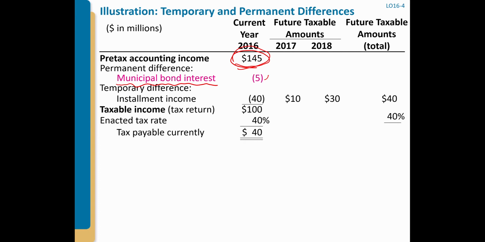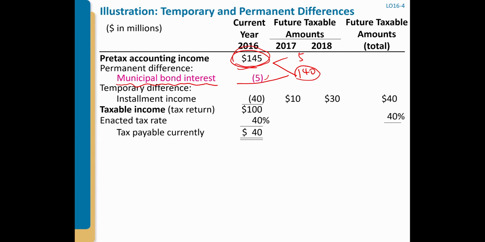That's why taxable income should exclude that, right? So 145, exclude this 5, then you have 140. That will be taxable. And in this case, we also have another temporary difference. We have this installment income, installment sales. This example is copied from the very similar first example we had. So that's installment sales.